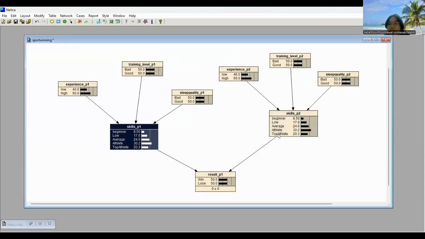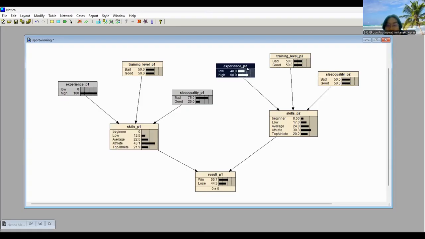I will illustrate how to use the program that we created. First, if the player one experience is very high, almost highest, the training level is so-so, which is 50-50, and the sleep quality of him is quite bad, it would show a skill like this. The probability of being a top athlete is 21.9, and being an athlete is 43.1, which is the most likely.